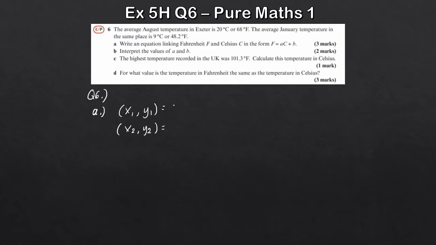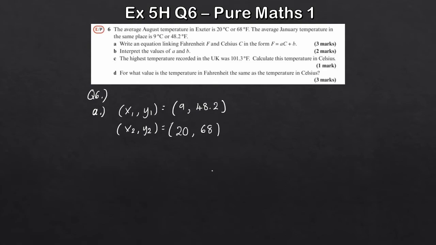So what goes with x1, y1 and what goes with x2, y2? It doesn't really matter which way you do these, as long as you're consistent. For example, if x1 is for the 9 degrees, then the y1 has to be the Fahrenheit for that, so it has to be 48.2. It's not pick and mix, you can't use the 68, it has to be the 48.2 because that's what links them together. Same again here, this is now 20 degrees, so that has to be the 68. Now we've got the two sets of coordinates.